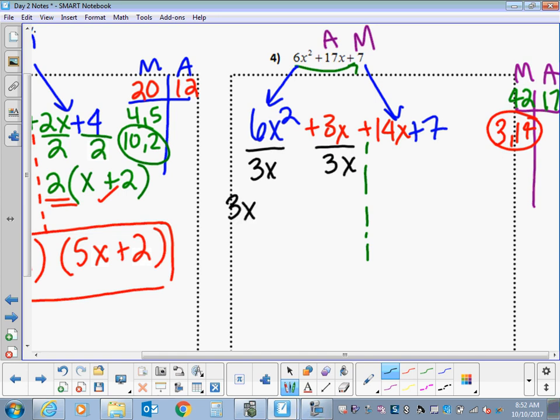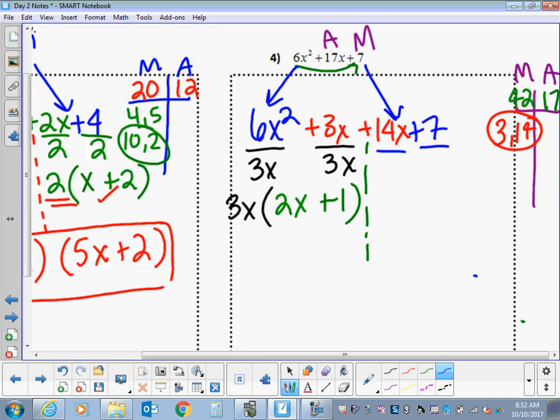Pull my 3x down. Now let's divide. 6x squared divided by 3x is, be careful, 2x. Sometimes you think 6x divided by 3 is 3, but it's not. It's 2x. And then we have positive 3x divided by 3x. Anything divided by itself is just 1, and the x's are gone. If I have 5 divided by 5, that gives me just 1. So anything divided by itself is 1.